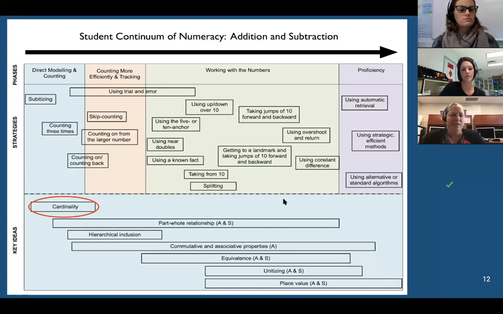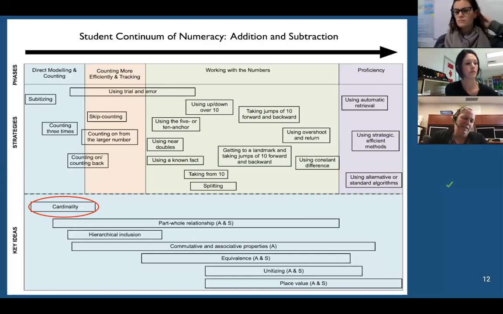And so here's the stuck point right here. So what is it that causes our kids to get stuck in one of the phases? Because that tends to be where the sticking points are, on those phase lines. And so our kids get stuck in counting 3 times because of this key idea. And I know it's a key idea because it's on the bottom part of the continuum. And a key idea is different from the strategy because the strategies are things that we can actually see.